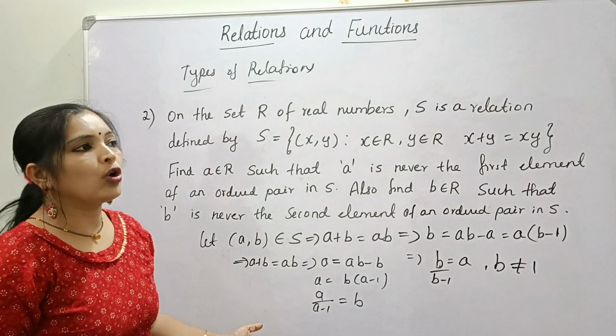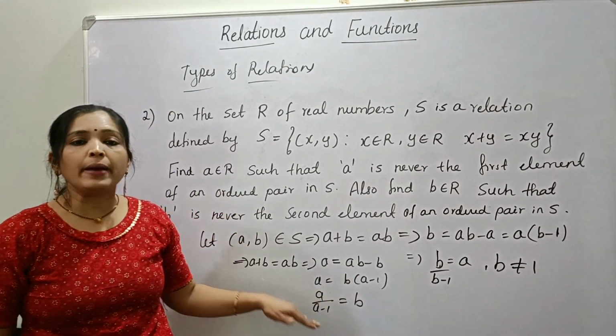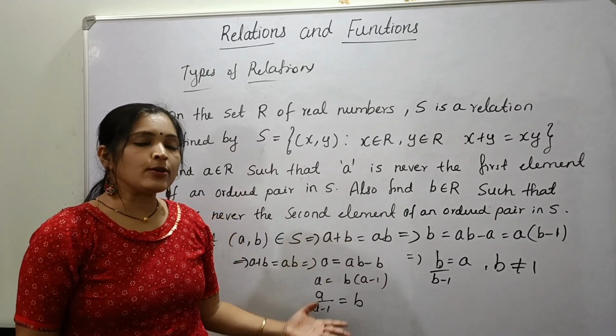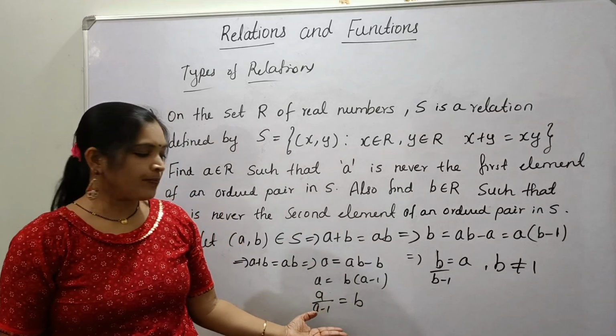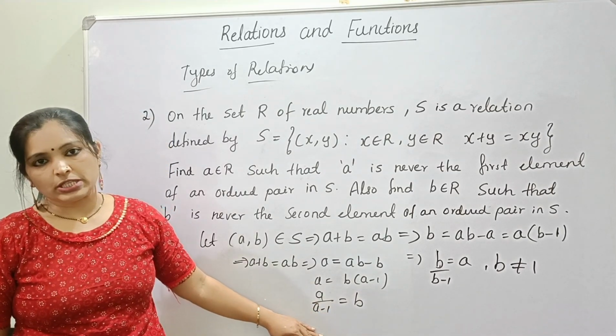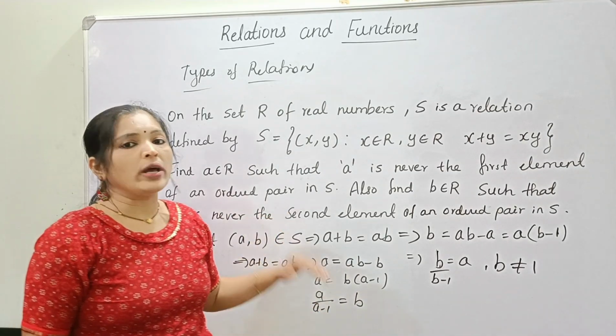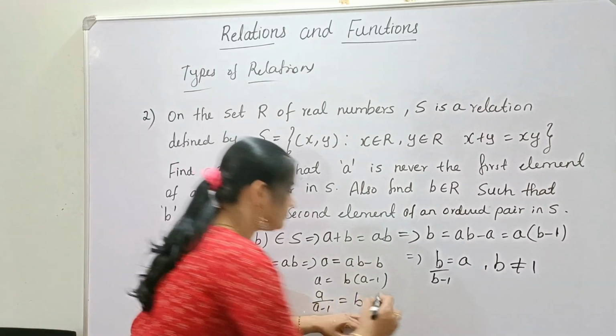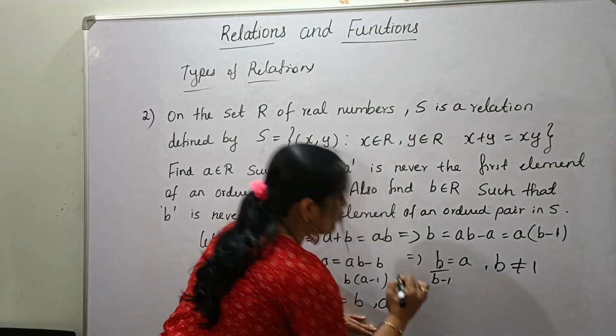See, here also we have A minus 1 in the denominator. So here also A should not be 1, because if A is equal to 1, A minus 1, 1 minus 1, will be 0. Therefore, if A is equal to 1, it will not be defined. Therefore, here also A should not be 1. A not equal to 1.